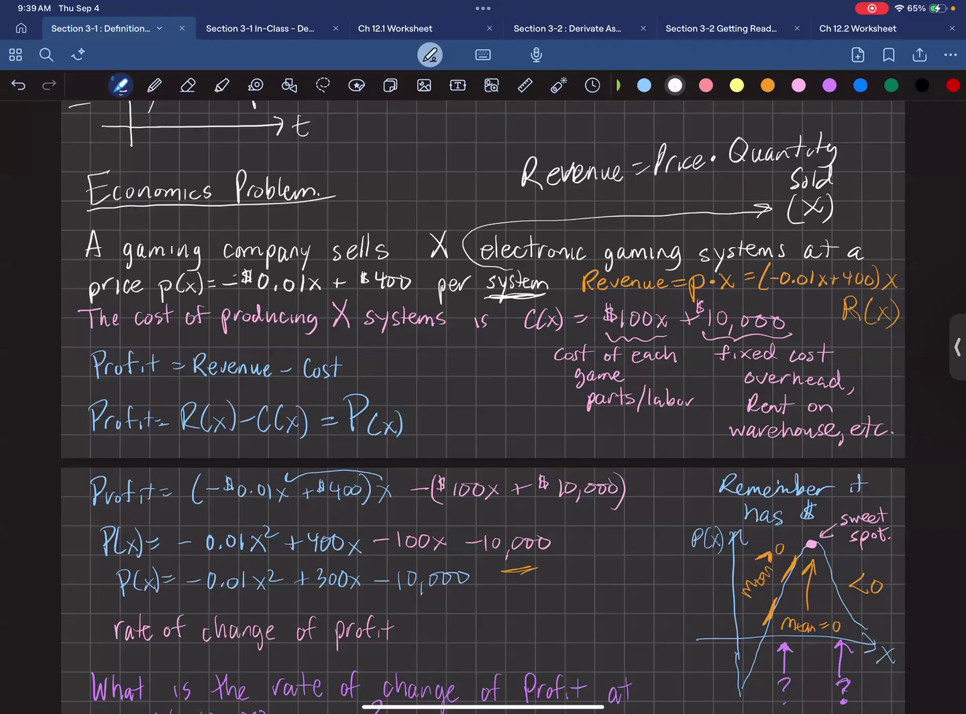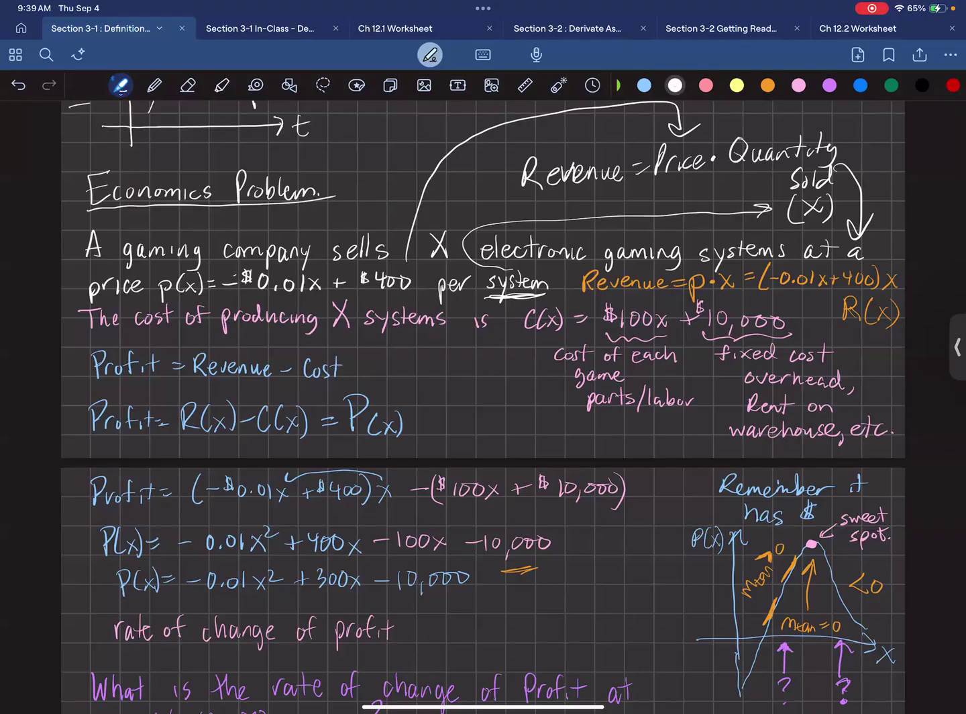Price will be this p of x function, so I've got it written right here. It's going to be p times x. The cost of producing the games, there are different costs. It costs $100 to make each game, and then there's an extra $10,000 no matter how many games they produce.